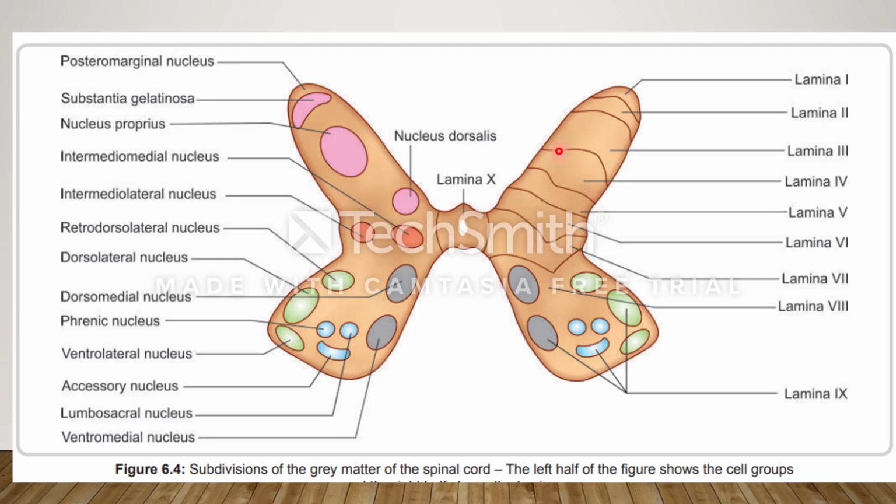The other scheme to learn this gray column is the lamina. These are the layers, they are lamina. This is lamina 1, lamina 2. In lamina 2, substantia gelatinosa is included. Then there is lamina 3 and lamina 4, 5, 6. This is 7, this one is 8, 1. This is 9 and this is 10. So this is another scheme in which we can learn the anterior, middle and posterior gray column of the spinal cord.